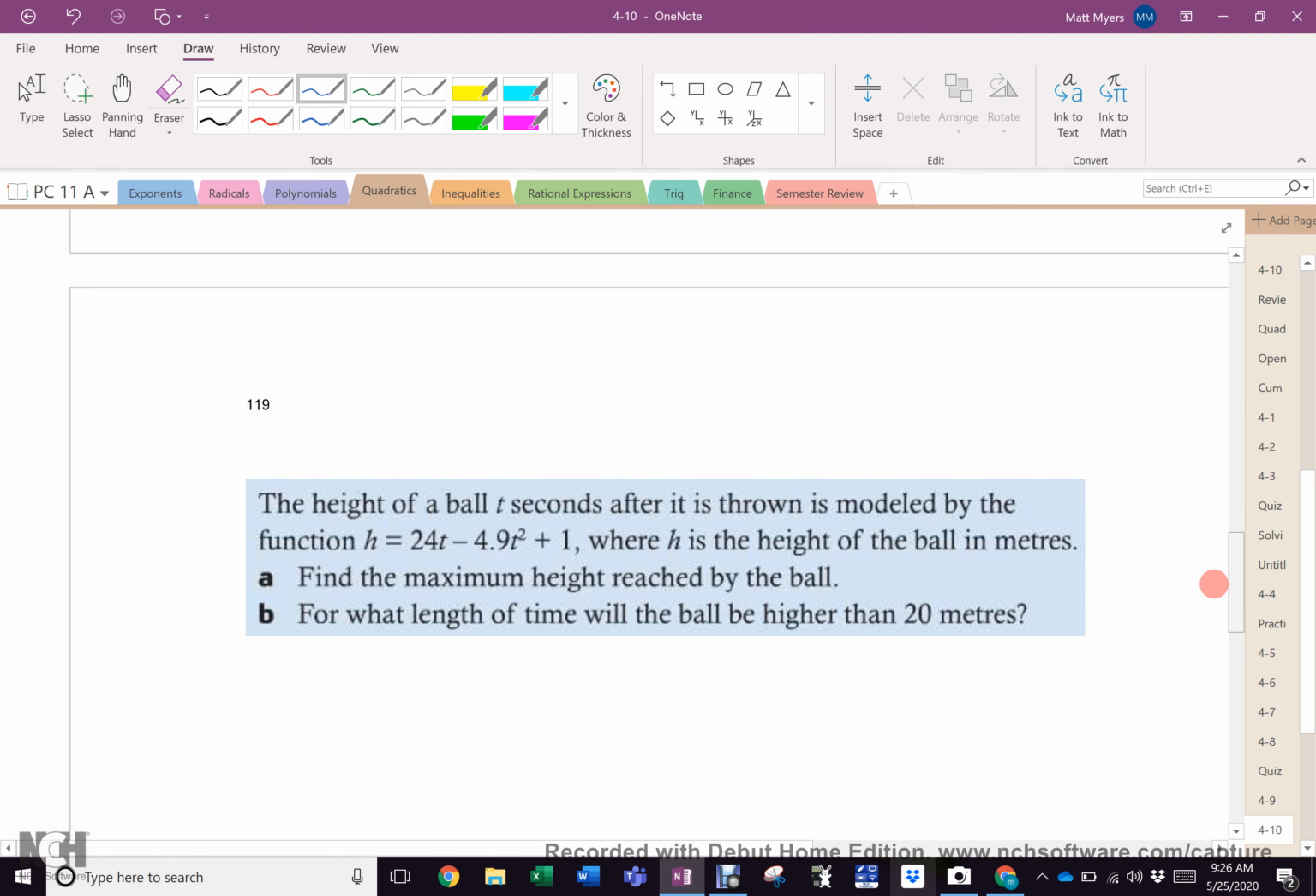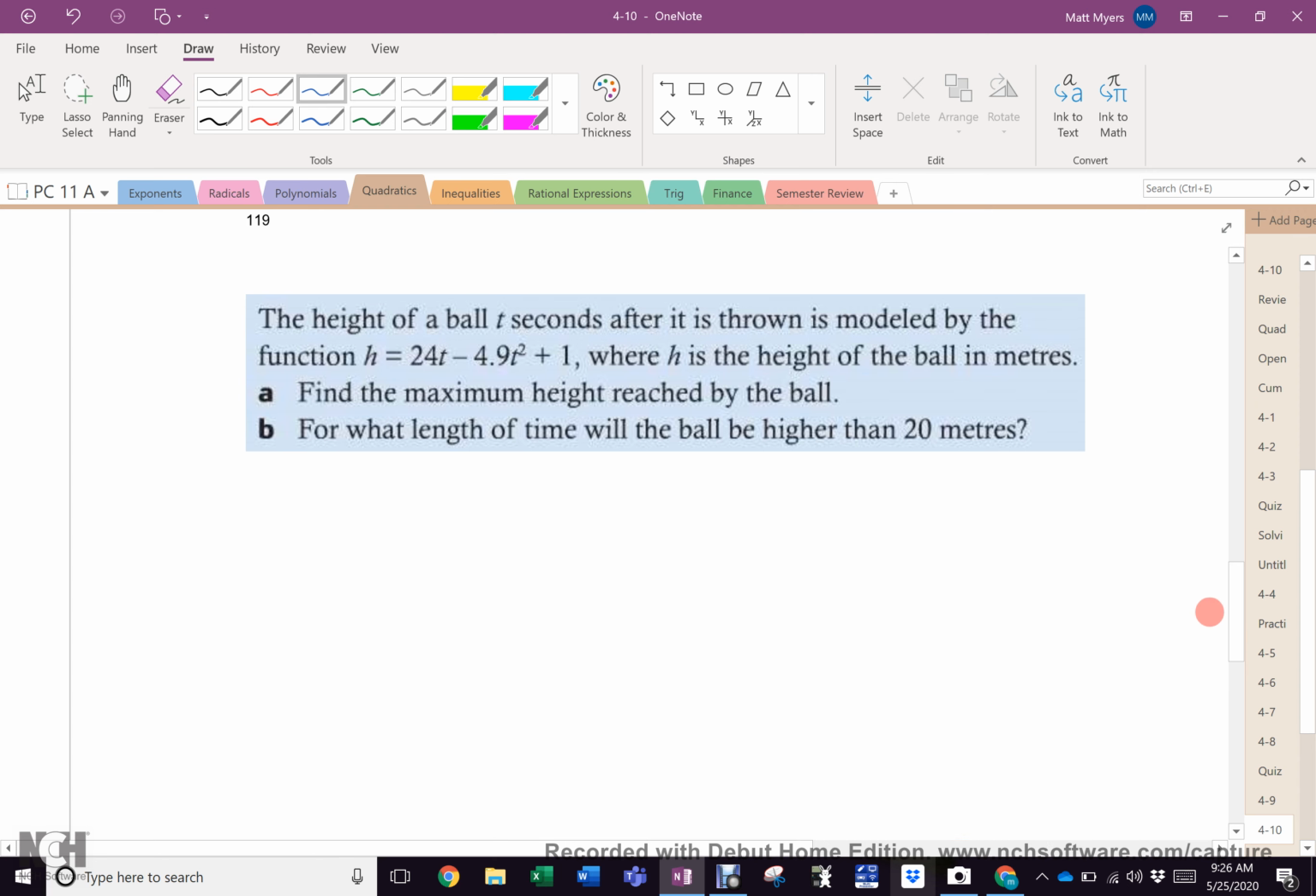Let's move on to 119. Now, here's our quadratic. Ooh, barfy. That's in a weird order, isn't it? So let's sort it out. First thing, before we even do that, I don't like that order, so I'm going to change it. H equals negative 4.9t squared plus 24t plus 1.